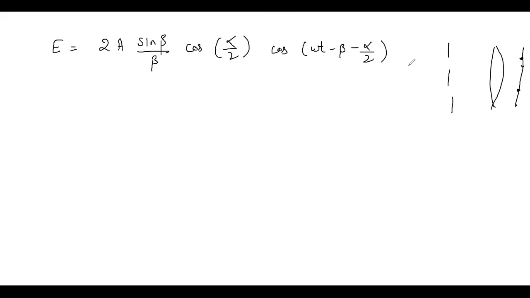Here beta we already defined in the single slit pattern. Beta we said is equal to pi over lambda times b sin theta, where b is your slit size. Alpha we just defined as 2 pi by lambda into d sin theta.